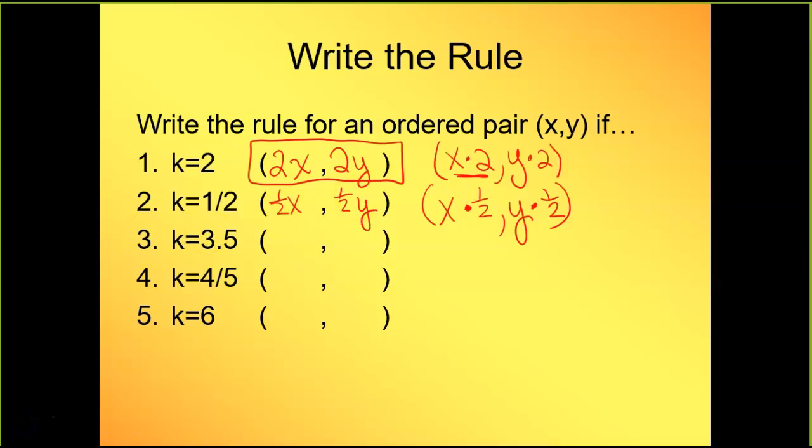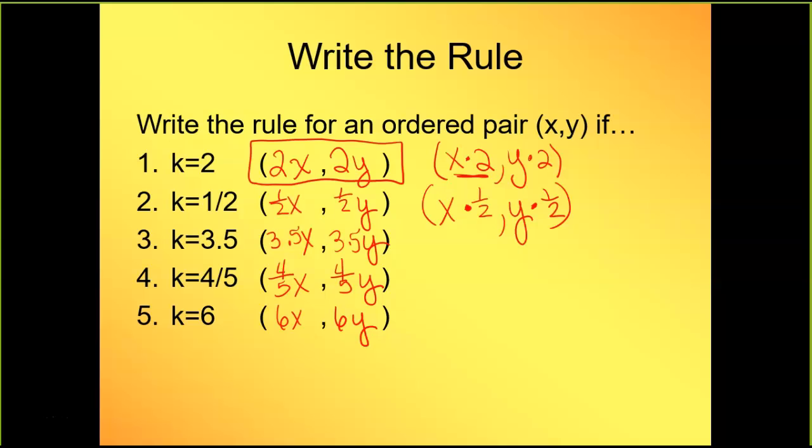What is the rule for number 3? 3.5x, 3.5y. What about number 4? What is the rule for number 4? 4/5 x, 4/5 y. So, if my scale factor is 6, what's the rule for number 5?